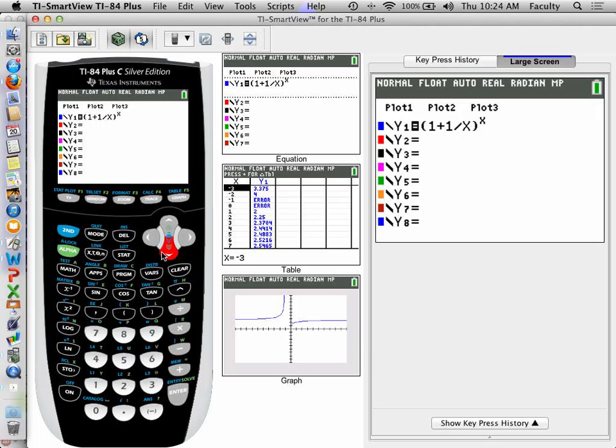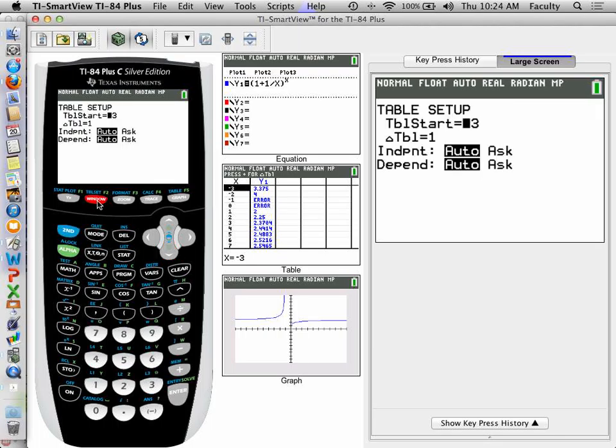So what we're going to do is second window. Okay, second window gives you the table setup. And I hope you remember that this delta table, you don't have to always go by ones. You can go by tens, you can go by 20s, you can go by 50s, hundreds. You can even go by like 0.1. So you can go 0, 0.1, 0.2, 0.3, 0.4, depending on what you need.